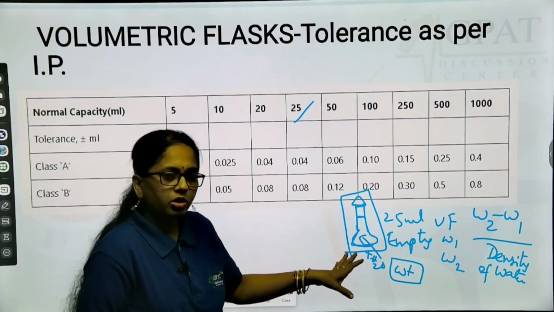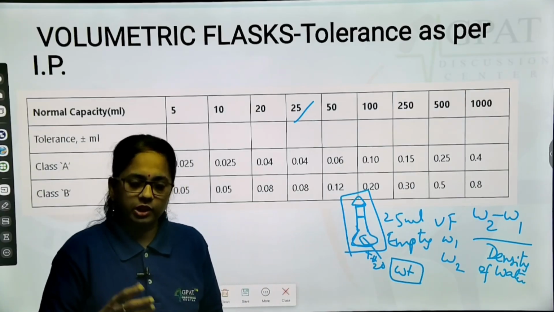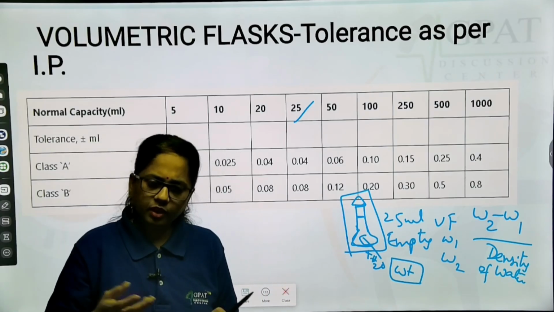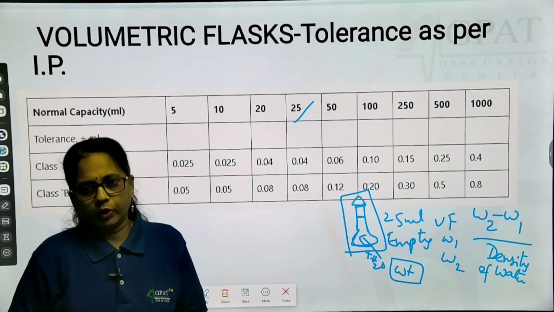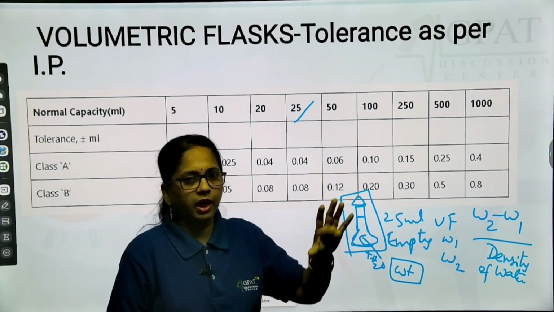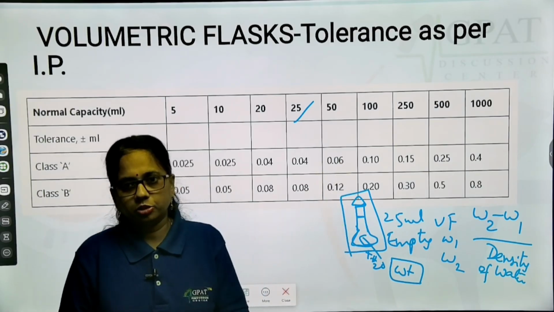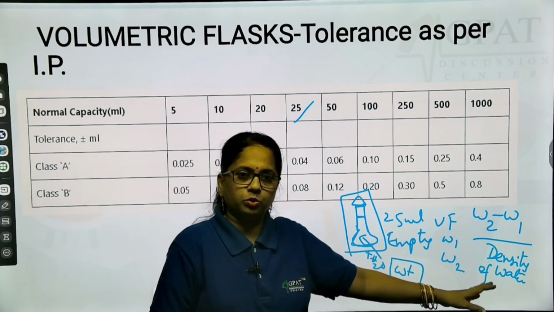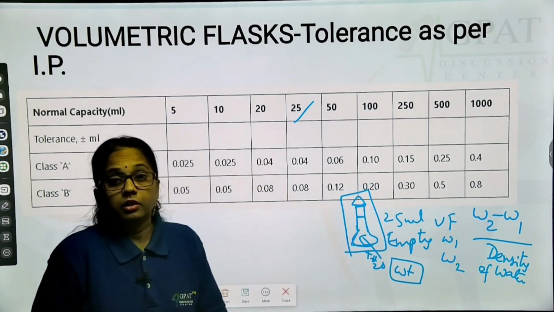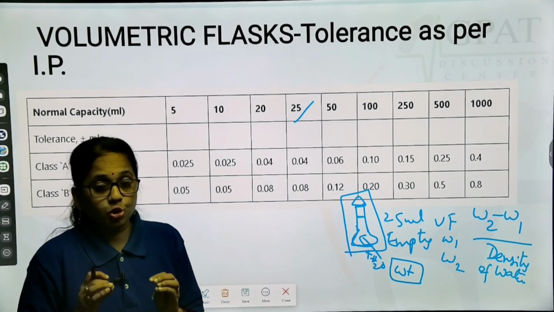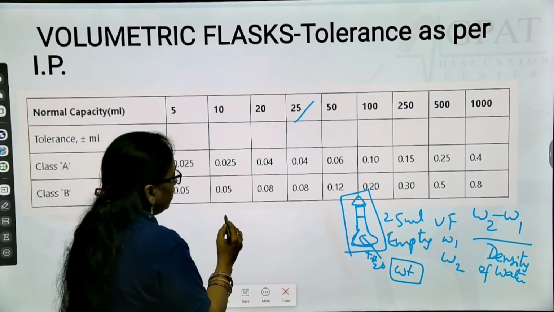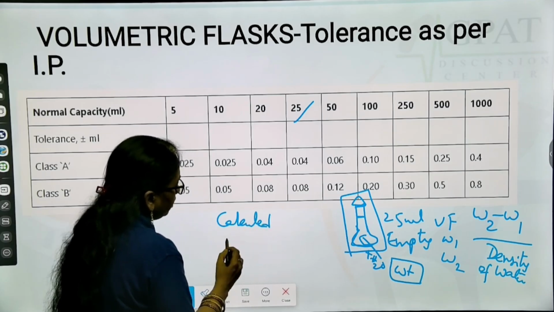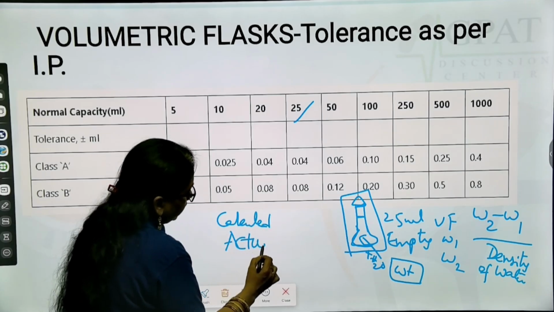Not only volumetric flasks, the burette you are also going to take in the same way. First take the empty weight of the burette, then fill it with water up to the mark, then weigh it again. So differential weighing you need to take, and divide by the density of the water, and you will get the actual volume. That means the calculated capacity. So this is the actual volume we will get.